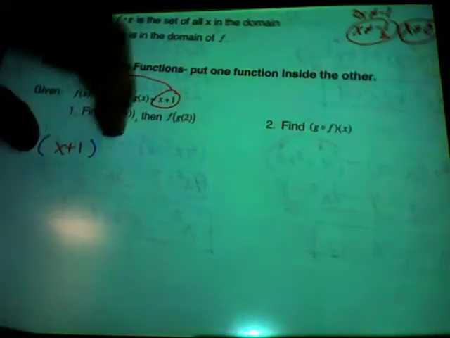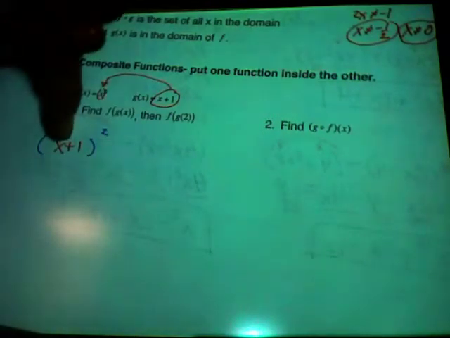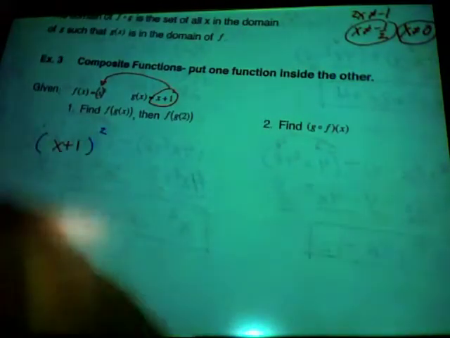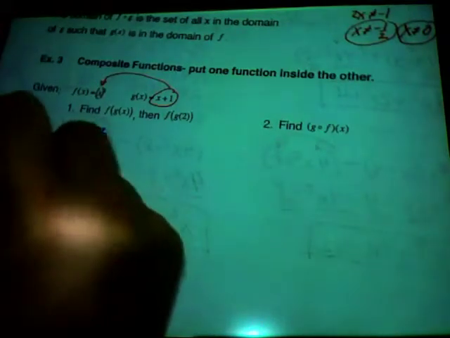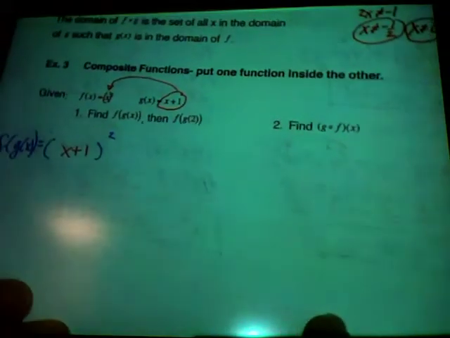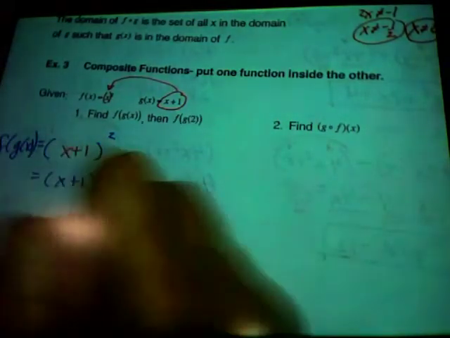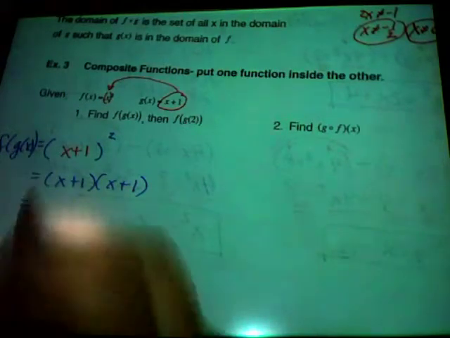The f function is something squared. The g function is x plus 1. That's the thing that's being squared, is the g. So now we can figure this out. So this is f of g of x. There's your proper notation. And then if I were you, I would write it out, unless you're able to do it in your head, and then FOIL it.